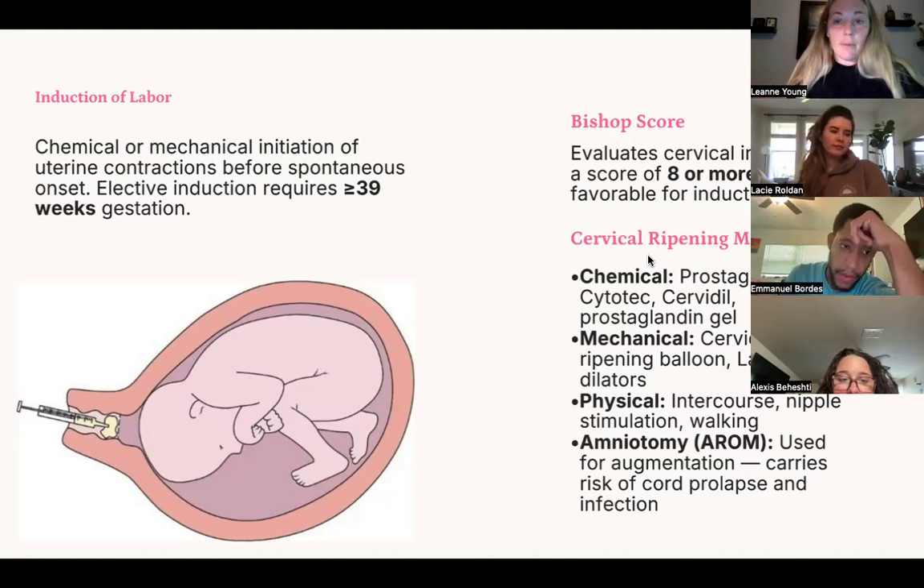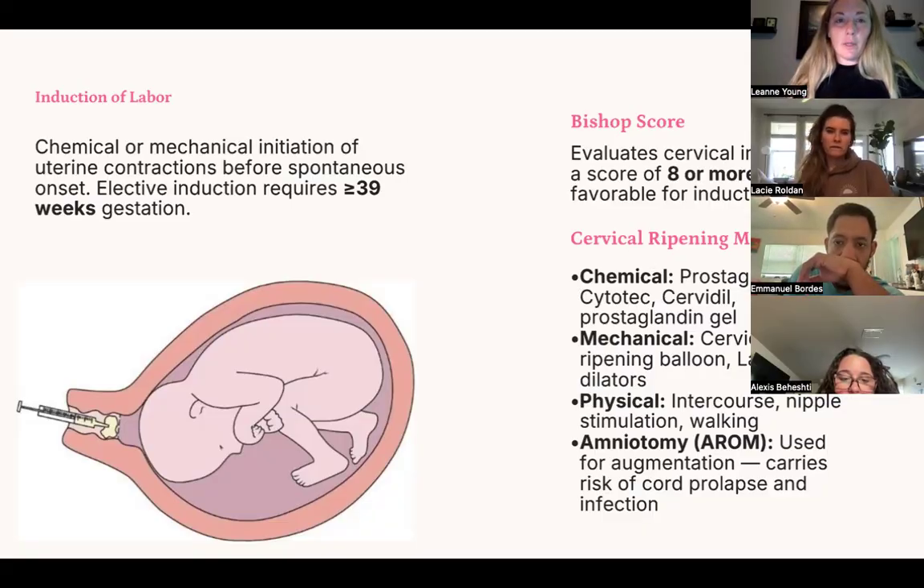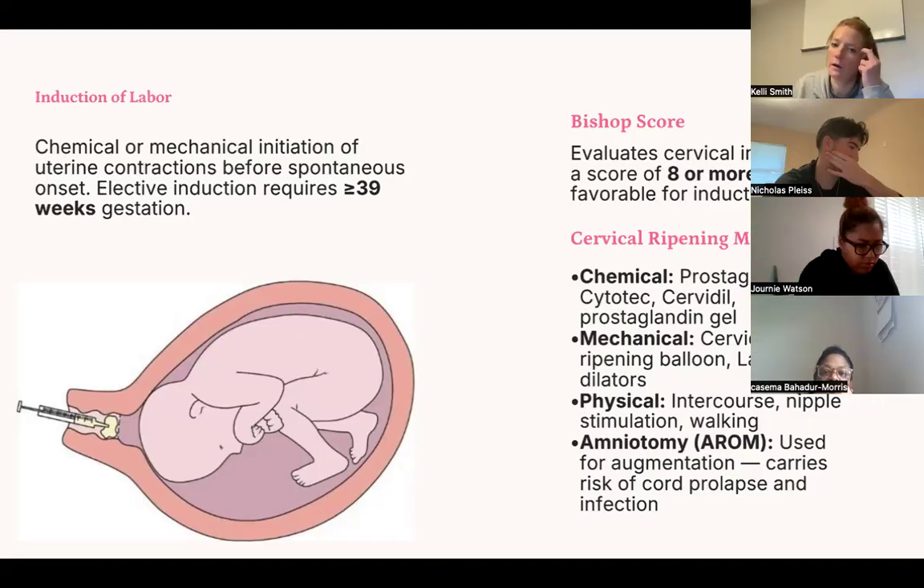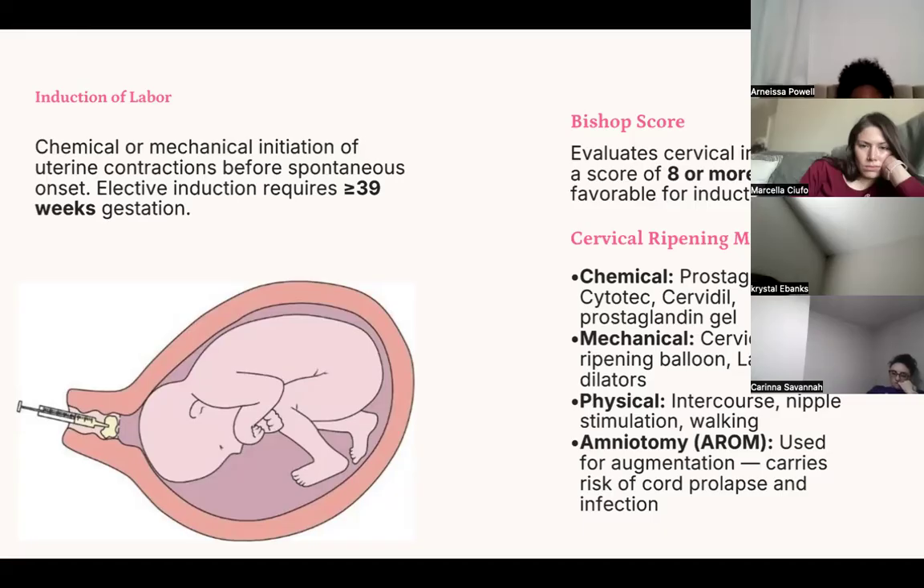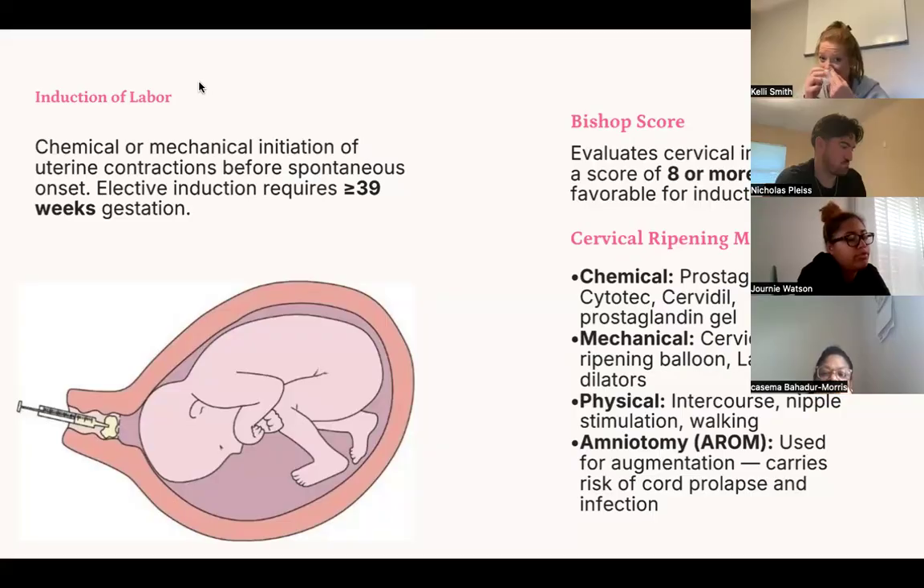From a mechanical standpoint, this is like a Foley balloon. This is what happens when we place a Foley catheter up into the uterus. We inflate the balloon with some water, and then we pull on that balloon, and it just sits right on the cervix and mechanically dilates that cervix. All right. A Foley balloon typically will get a patient to about 4 centimeters before it falls out. And from what I've heard, I've not experienced it myself, a Foley balloon really sucks. These patients do not like it. They do not have a fun time with a Foley balloon, and usually they are pretty uncomfortable by the time that thing has popped out.